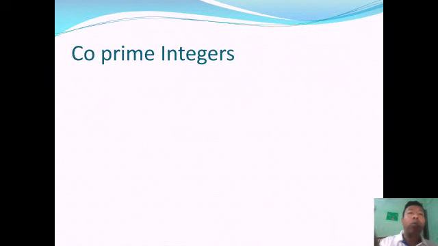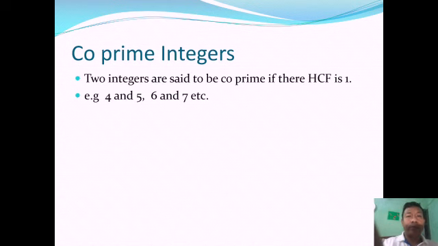What is coprime? Let us try to understand first. Two integers are said to be coprime if the HCF is 1. Example: 4 and 5, 6 and 7, etc. Here, the HCF of 4 and 5 is 1 because there is no common factor other than 1. So these two numbers are said to be coprime integers.